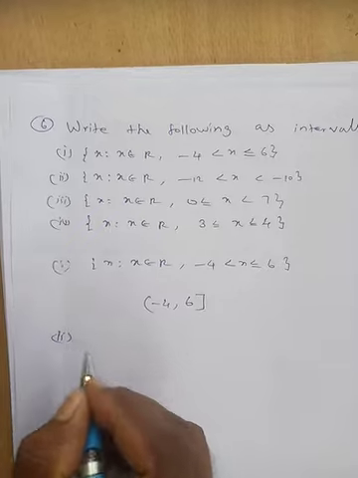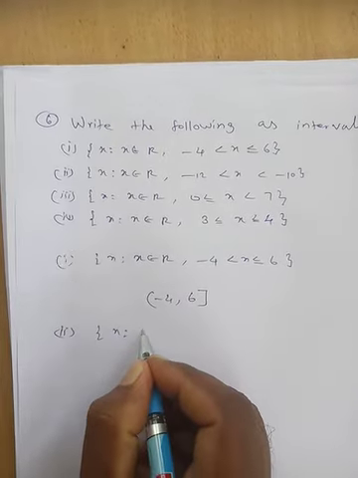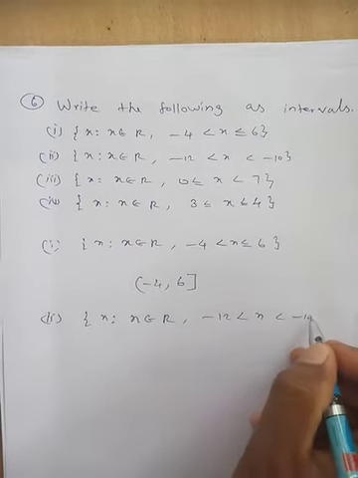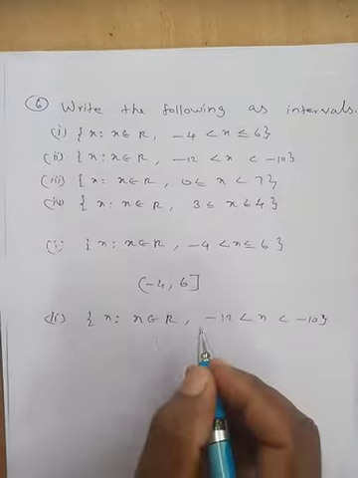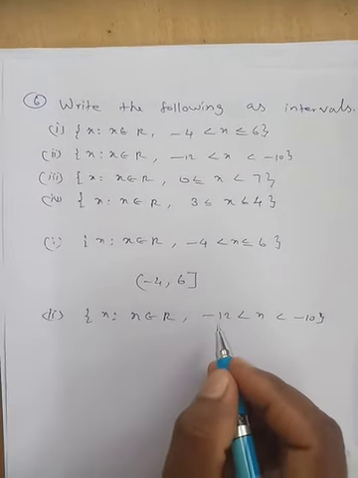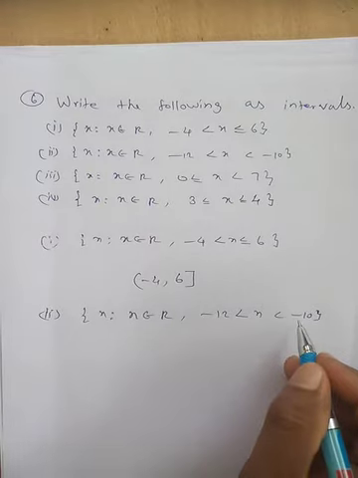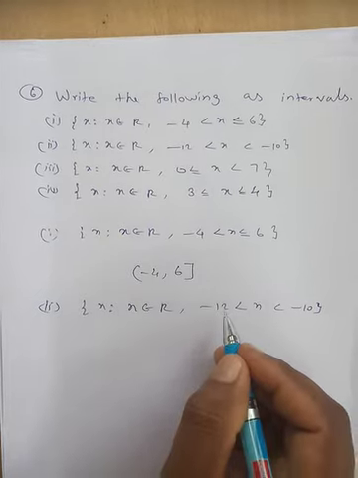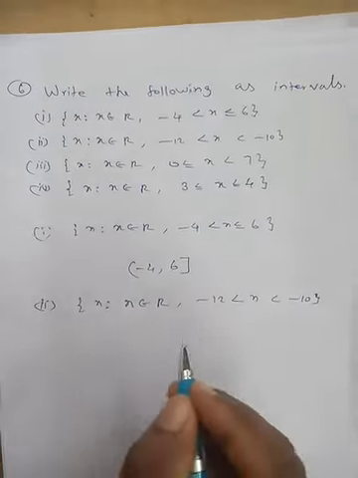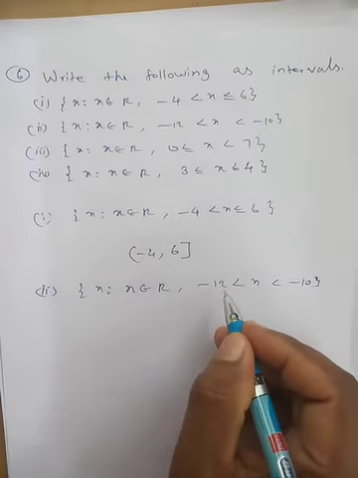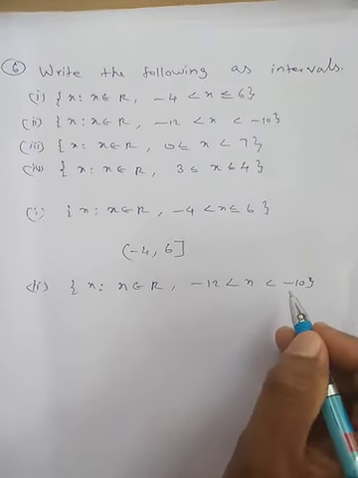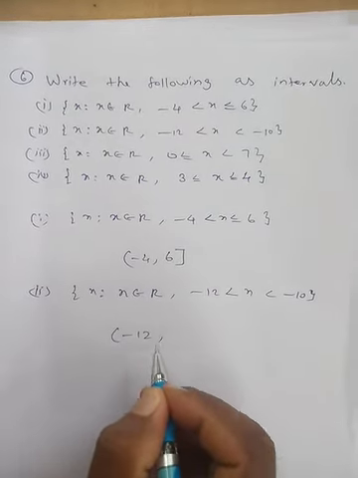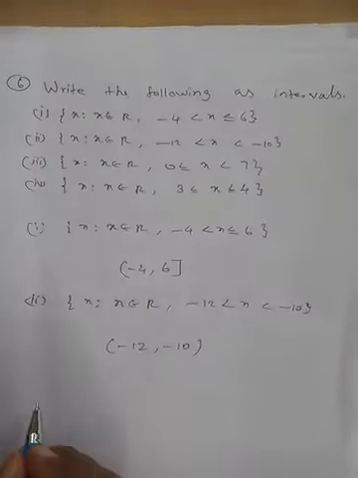Second one: x such that x belongs to R, minus 12 less than x less than minus 10. Here x is all real values lying between minus 12 and minus 10. Here x is strictly greater than minus 12 and strictly less than minus 10. So all values lie between minus 12 and minus 10, not including minus 12 and minus 10. So the open interval minus 12 comma minus 10 is the required interval.